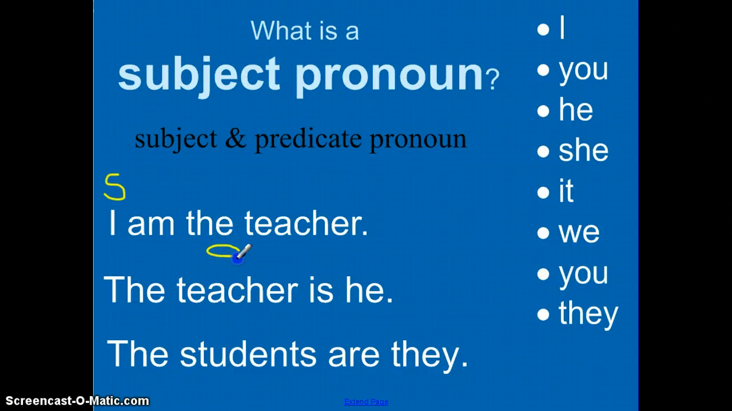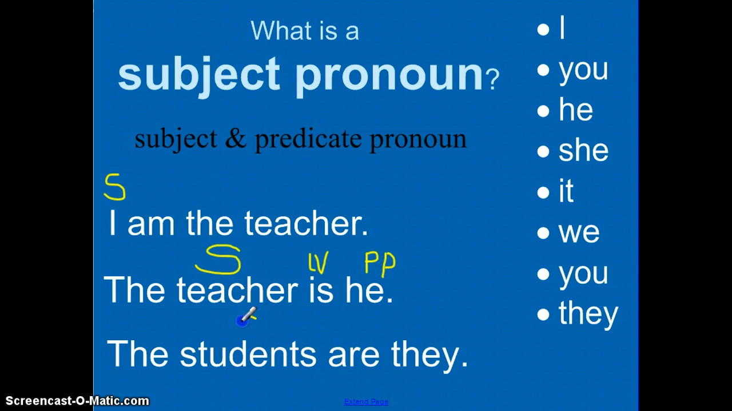The subject is teacher. The verb is, and we know it's a linking verb. And we also know that the only two things that can come after a linking verb are a predicate noun or a predicate pronoun. So if we are substituting a pronoun in a place where that predicate noun was, we have to use one of these. The teacher is he. And we could label it predicate noun or predicate pronoun.